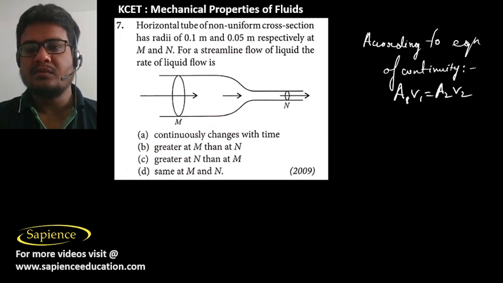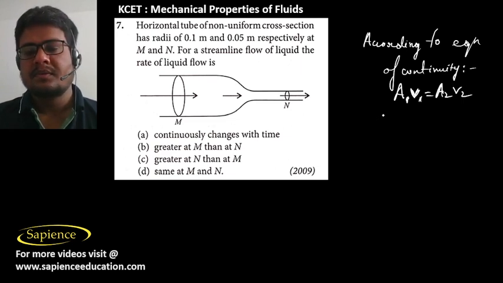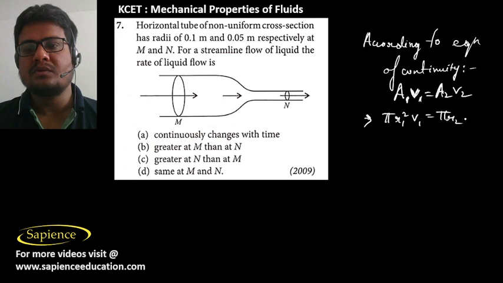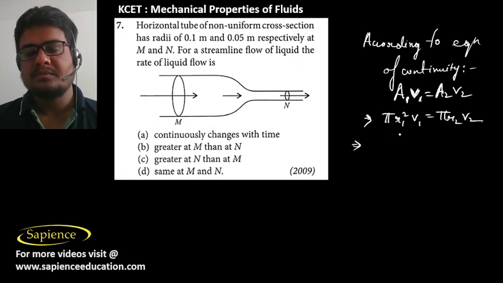It means if the area of cross section is higher, then the velocity of the flow will be lesser, and if the area of cross section is lower, then the velocity of the liquid flow will be higher. So therefore, here A1 is pi R1 square into V1, that is equal to pi R2 square into V2. Since the cross sections are circular, the pi and pi will cancel.